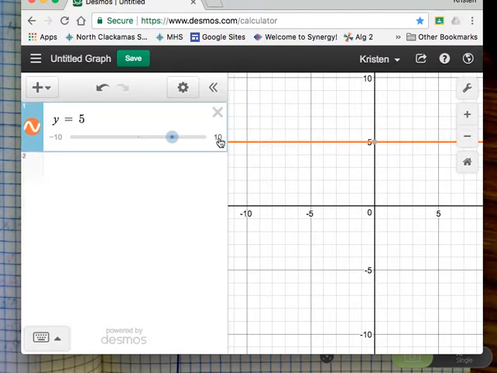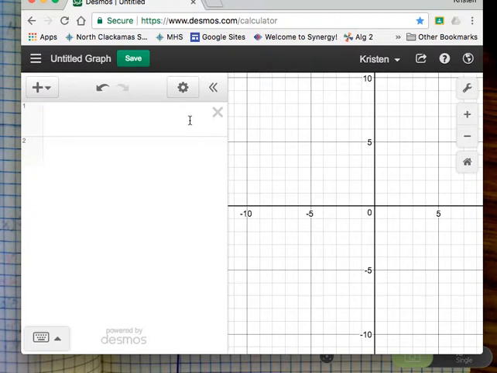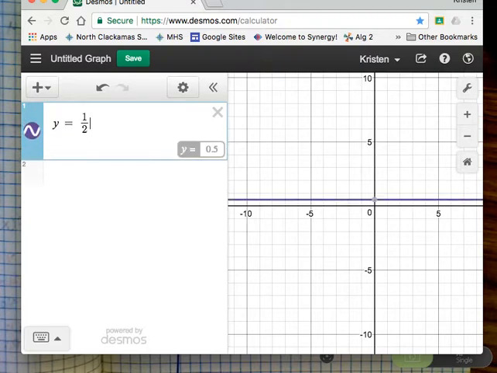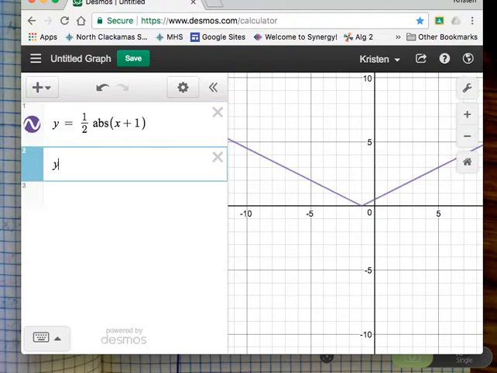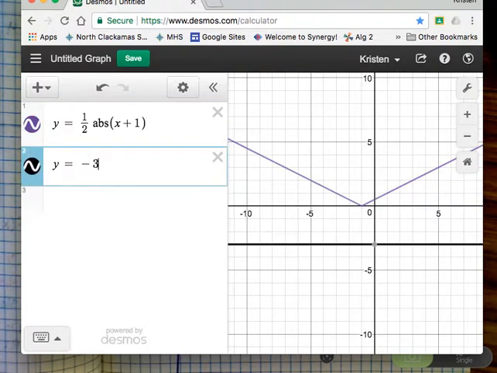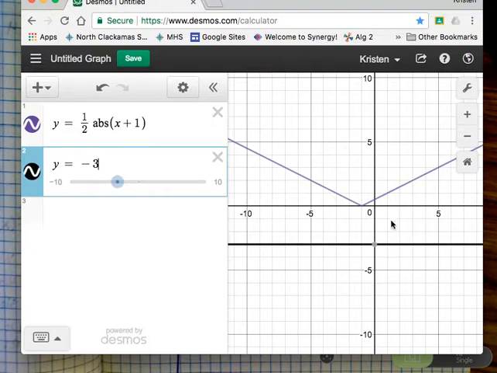And our last example, y equals 1/2 absolute value x plus 1, and the second equation is y equals -3. And here's an example where we have no solution. Our absolute value function is up here, our line is down here. They never meet, so we know we have no solution.